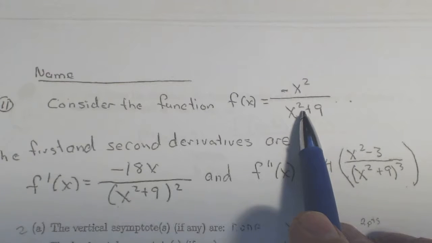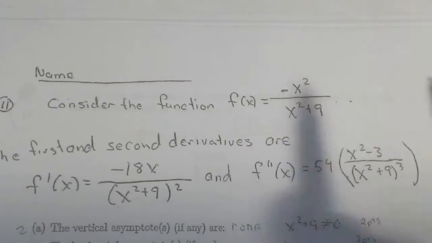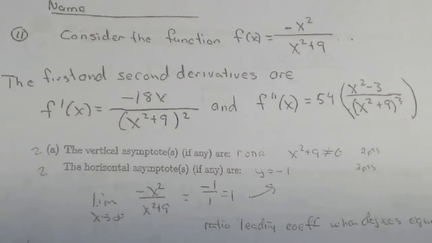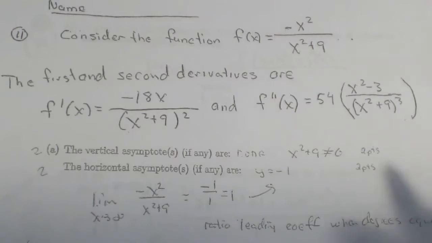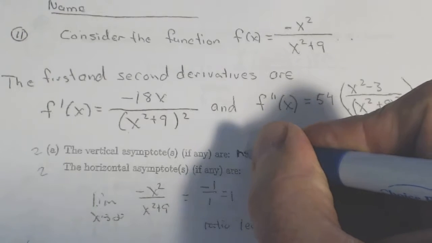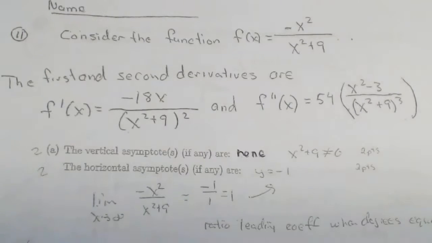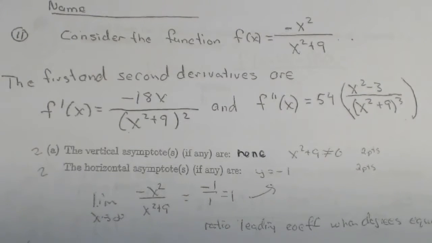There is not going to be any vertical asymptote then, because vertical asymptotes occur when the numerator is not 0, rather, but the denominator is. And since this denominator is never 0, there are no vertical asymptotes because x squared plus 9 is never equal to 0.